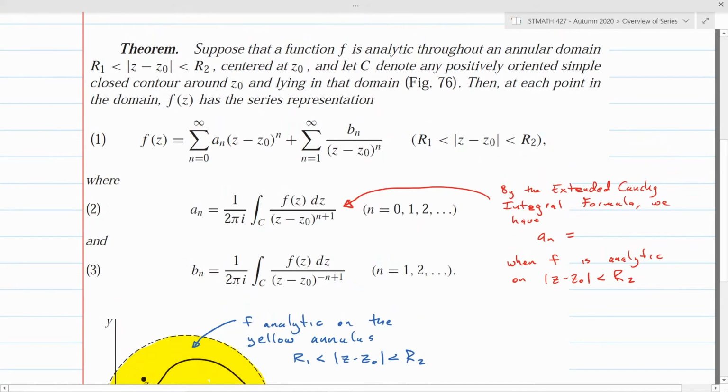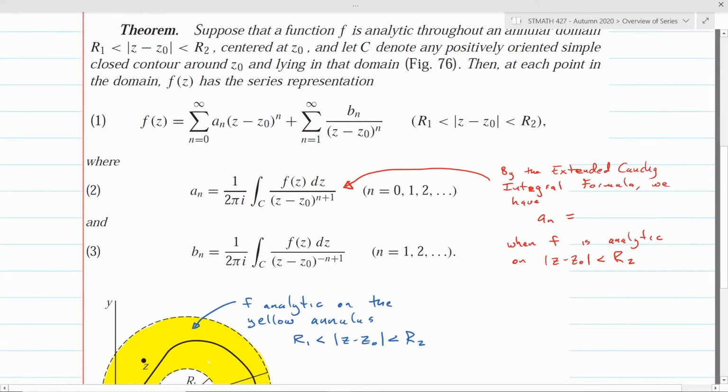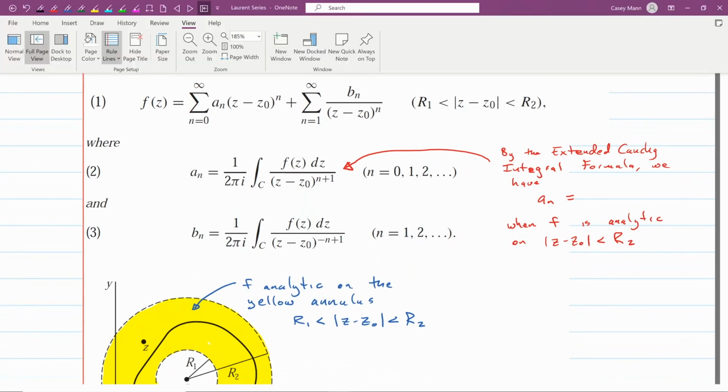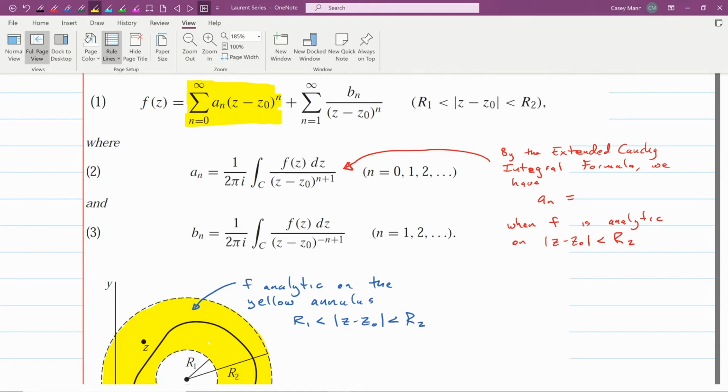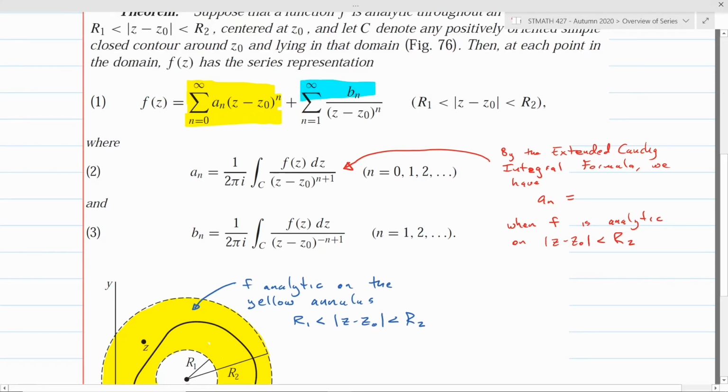Then, here's the big point. At each point in that yellow region down there, the function f of z can be represented by the sum of two series. The first one just looks like a regular old power series, and then the second part's where you have the negative coefficients or the negative powers of z minus z naught.